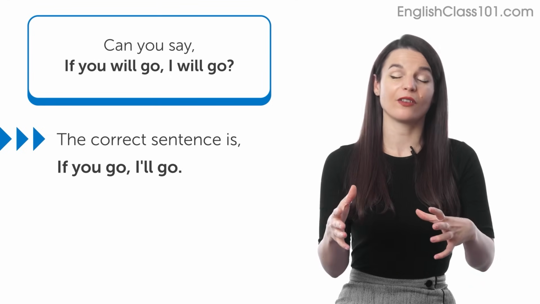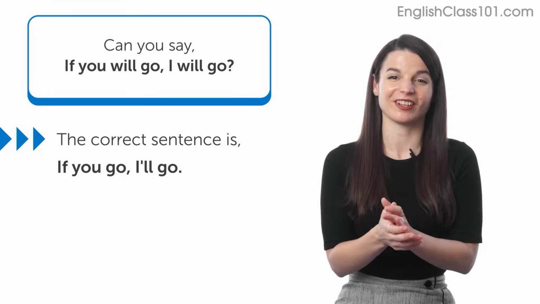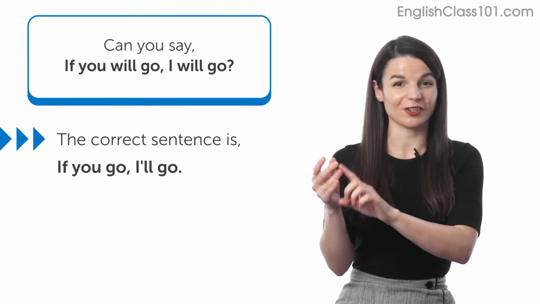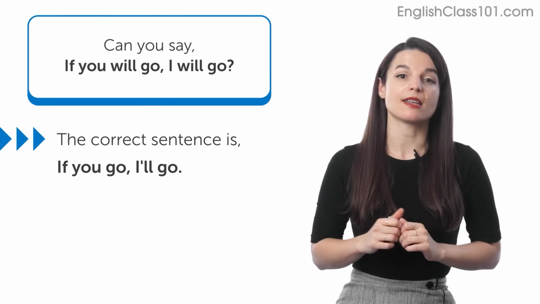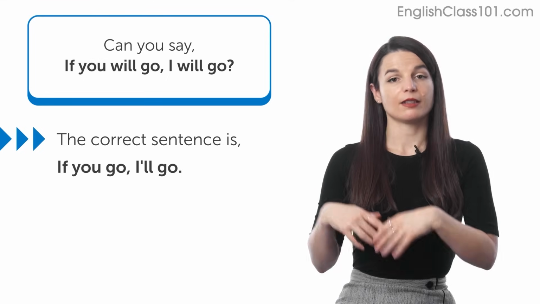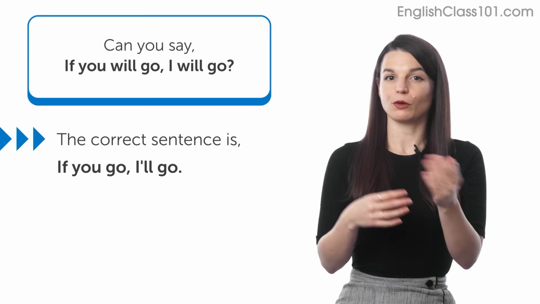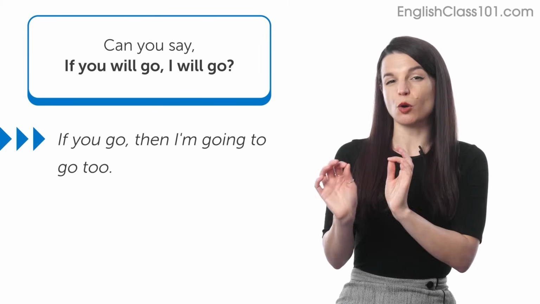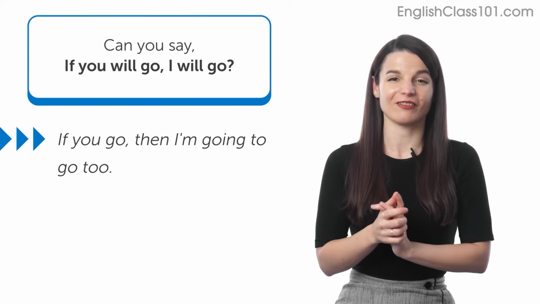So this is a very, very common but very easy to fix mistake among learners. Just don't put your will or going to in the if clause when you're making these conditional statements. So if you go, I'll go. Or if you go, then I'm gonna go too. You can use either, but just don't put that in the if clause of your sentence.